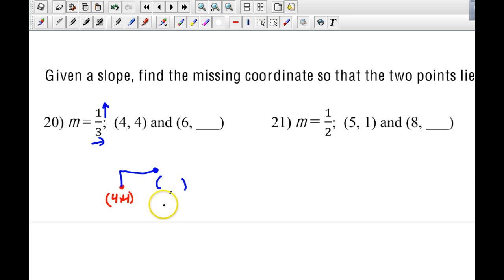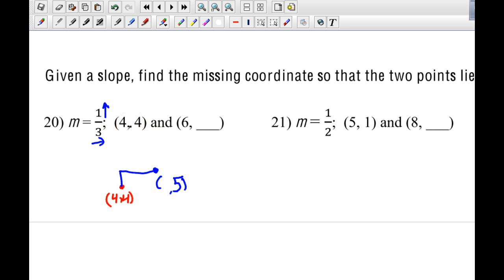If I go up 1, what changes from 4, 4? It's 5. If you go up 1, is the x changing or the y changing? The y is changing. Wait, shouldn't it be... It's going up. Yeah, so going up 1 changes the y value, right?